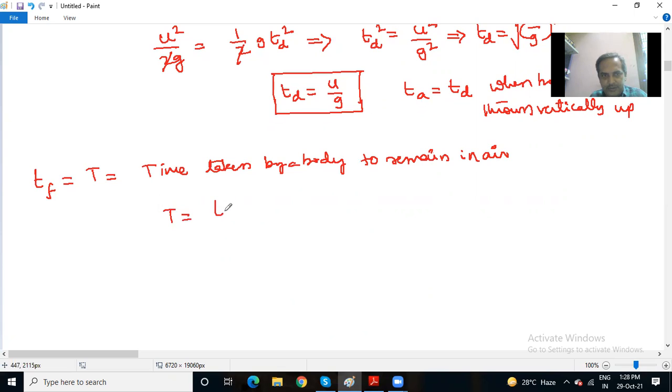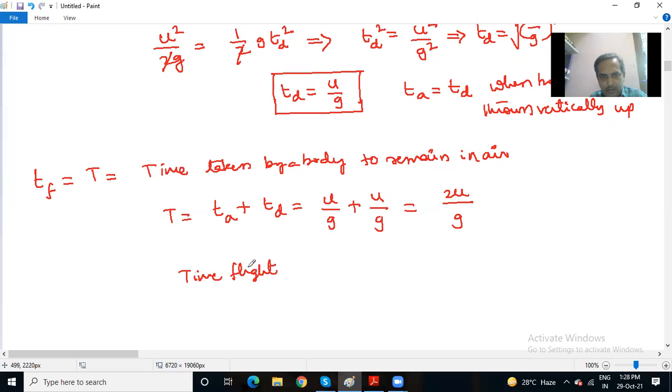To remain in air means what? It takes a time of ascent to reach maximum height. Thereafter, to move down, it takes a time of descent. So it is the addition of time of ascent and time of descent. Just get back the expression of time of ascent. Time of descent is also the same, because you have proved time of ascent equal to time of descent. So g will be the LCM, and it will be 2u. So time of flight, capital T, is equal to 2u by g.